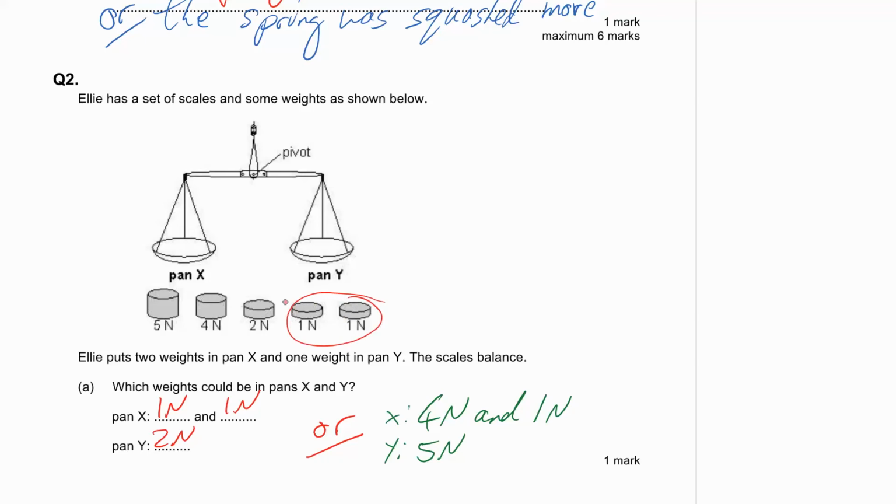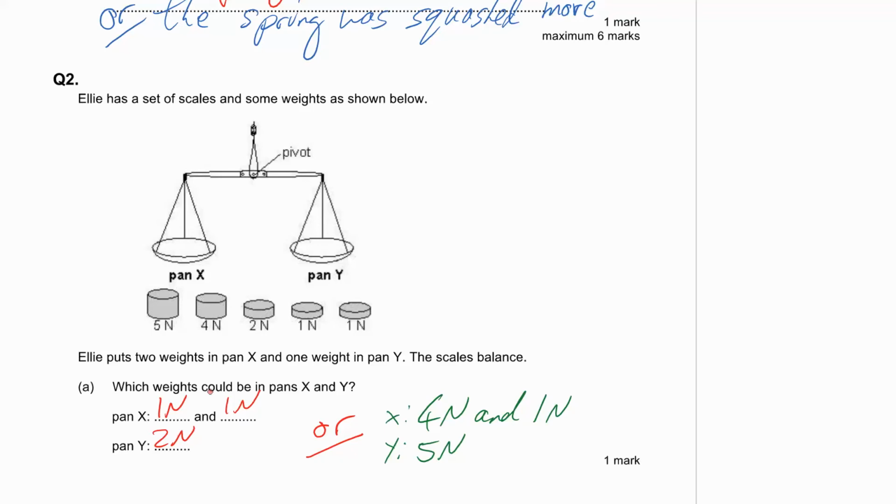So we could have had 1 and 1 in X and the 2 in the Y. Or you could have had 4 and 1 in X and 5 in Y. So one of these 2 options. In the Y you can only put 1 mass, and in the X you can put 2. So there were 2 options, 1 and 1 in the X, or 4 and 1 in the X, and then correspondingly 2 in the Y and 5 in the Y.